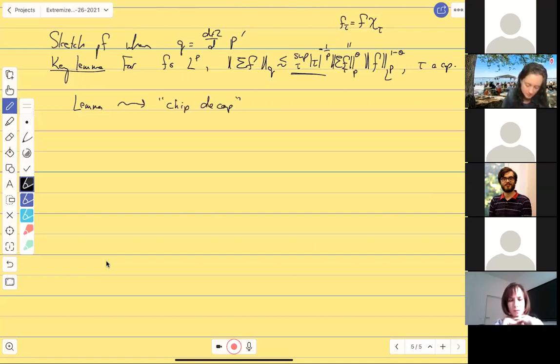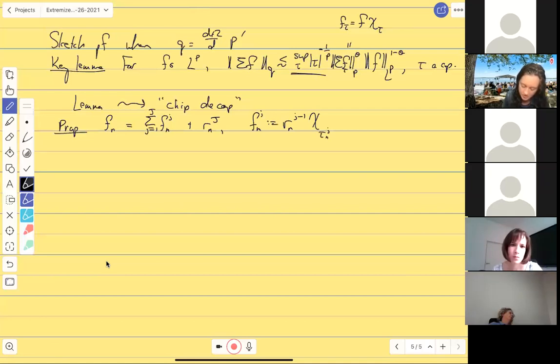And so the proposition is that we're going to write f_n as the sum of some f_n^j's plus some remainders. Here the f_n^j's are pretty well adapted to a chip. We make this an iterative procedure: given a remainder, with our chip, we're going to take the remainder R_n^{j-1} times the characteristic function of our cap, times the characteristic function of the set where f is not too big. Not too big becomes a weaker and weaker condition as we go further in this decomposition.